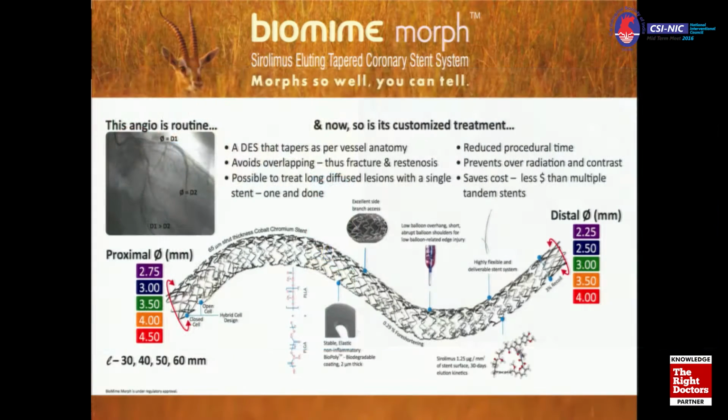Yeah, so this tapering depends on the length of the stent. How much taper from proximal to distal part depends on the length of the stent. This is available in different lengths, 30, 40, 50, 60 also. The tapering is usually 0.5 millimeters from proximal to distal. This is 1, right? Yeah, this is 0.75.